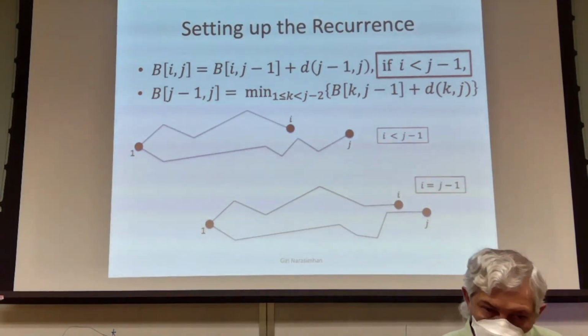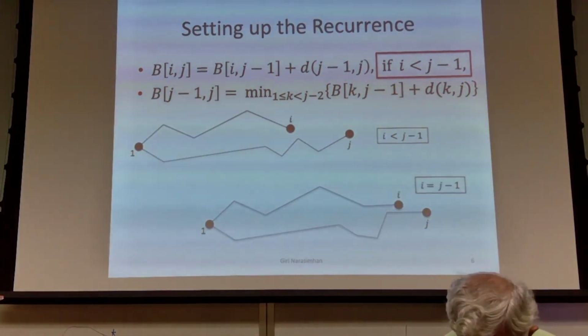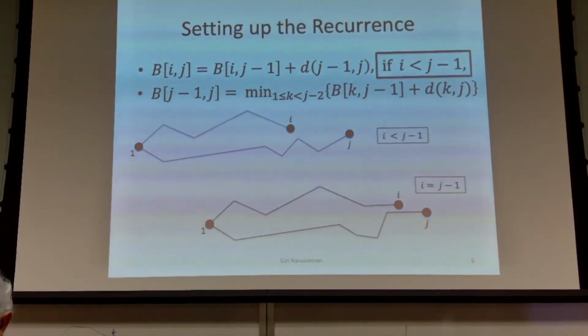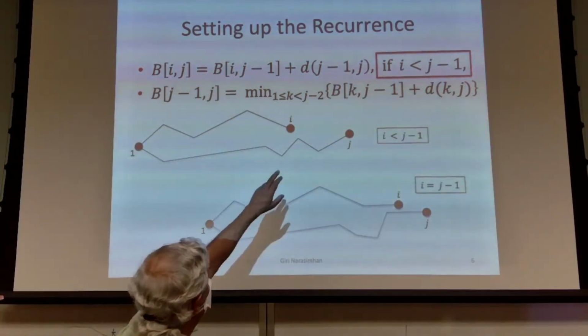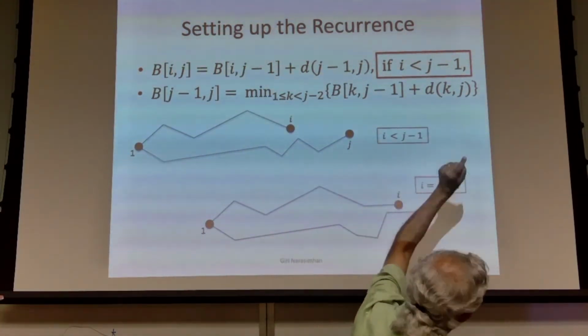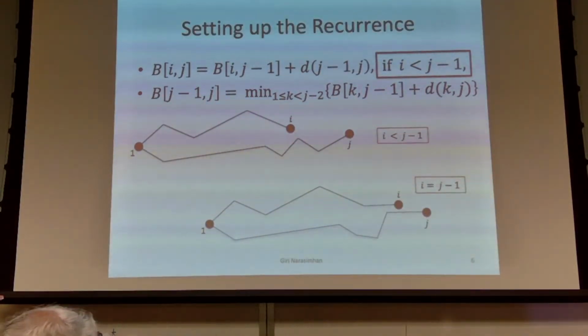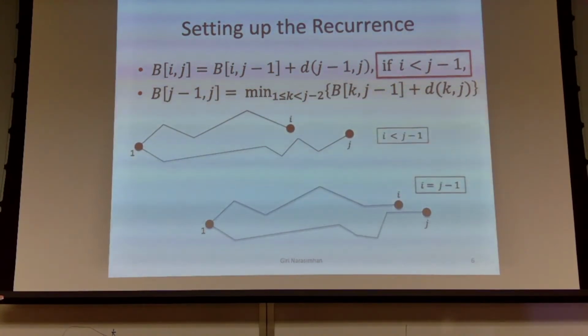So here we're trying to find the minimum of b(k, j minus 1). No, we're not finding the minimum of b(k, j minus 1). It's b(k, j minus 1) plus that edge. But that's the part of the question. Why is it plus the distance from k to j, not j minus 1?